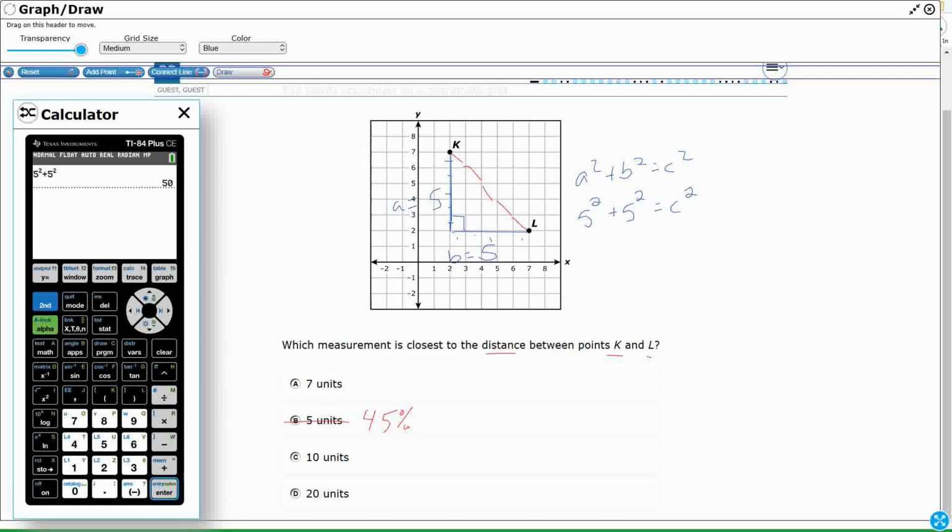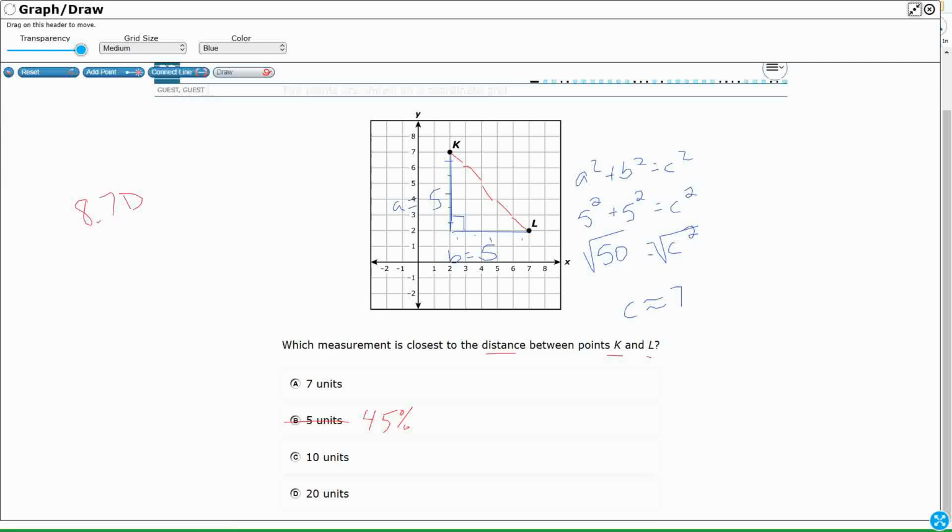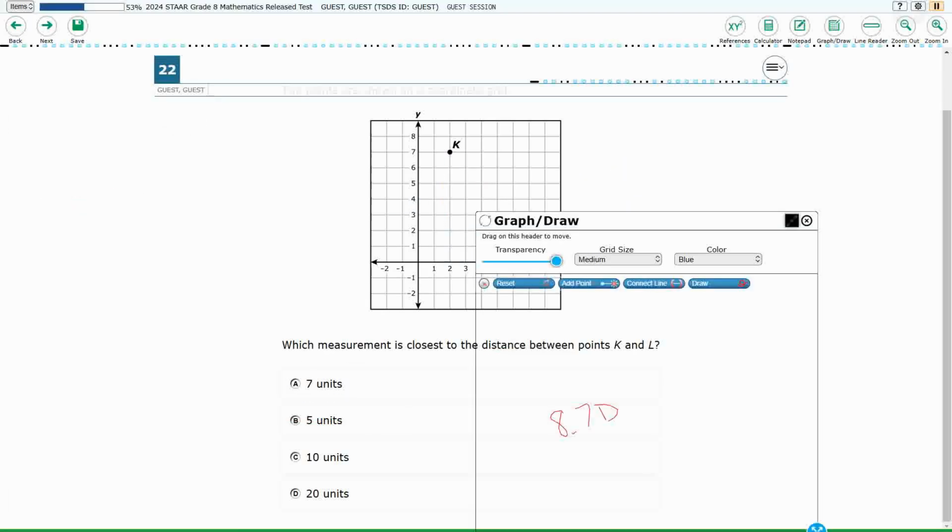It's 25 and 25. That equals 50 equals c squared. Now, how do I unsquare the c? Well, the inverse is going to be a square root. So let's take a square root of 50, and you're going to get just a hair above 7, because 7 squared is 49. So c equals about 7 units. And that is our correct answer.